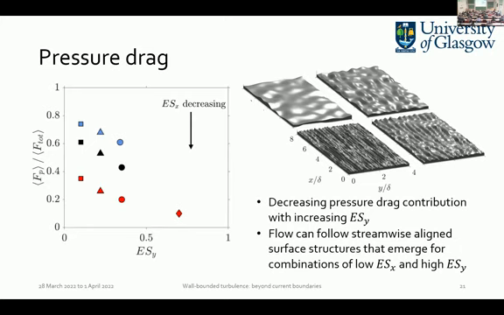And we can see now that for the highest spanwise effective slope, we have these streamwise aligned structures in the surface which the flow can follow. So we don't get any reverse flow separation as we observe in part of these surfaces. And overall, this reduces the pressure drag effect.